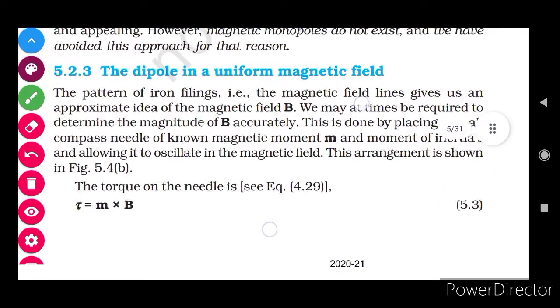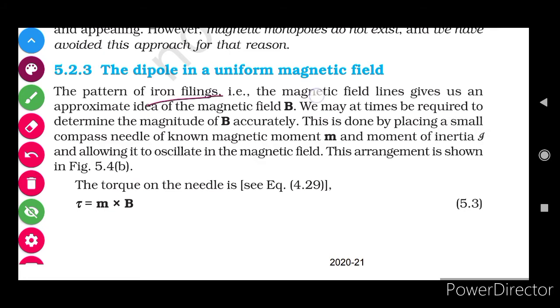The pattern of iron filings, that is the magnetic field lines, gives us an approximate idea of the magnetic field B. As we have seen in the previous video, iron filings arrange themselves in a certain pattern, and with the help of that pattern we can get an idea about the field. We know that where the magnetic field lines are close to each other, the field strength is more in that particular region.